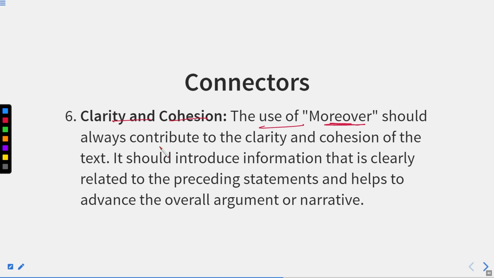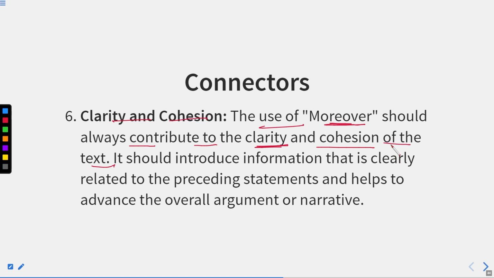Now, clarity and cohesion, this should be kept in mind. The use of moreover should always contribute to the clarity and cohesion of the text. It means the sentences which you are writing, one should be placed after another. There is the first sentence, and after that you are writing the second sentence, and after that the third sentence. But this should make the sequence. It should not be like that: first you're writing the third sentence, then the first sentence, then the second sentence. The sequence will not be covered, and in fact, in this, the word moreover will not be used or will not present its relevance.